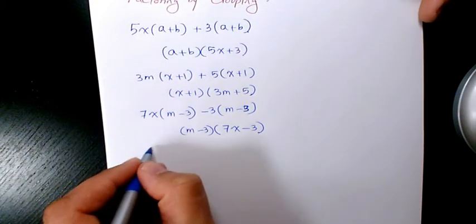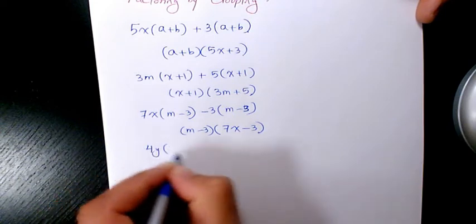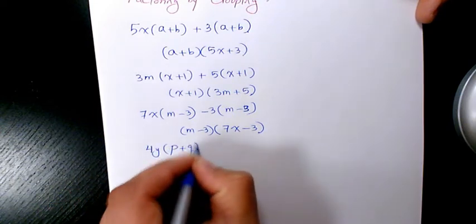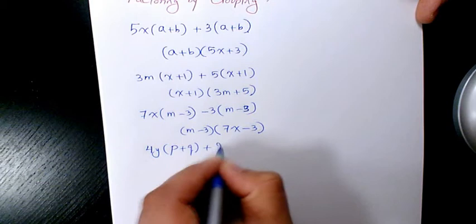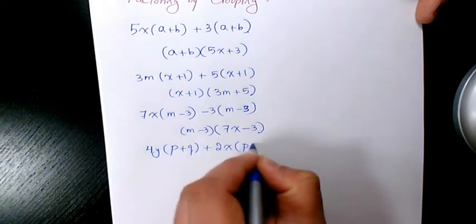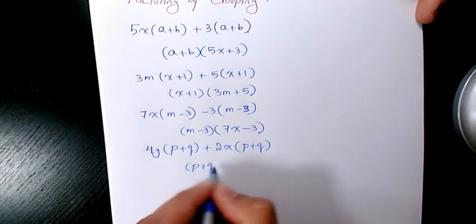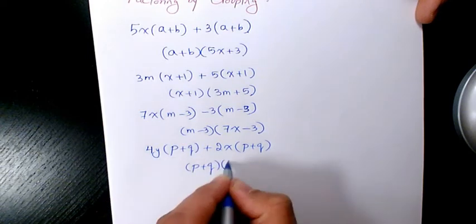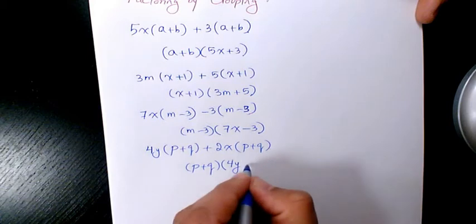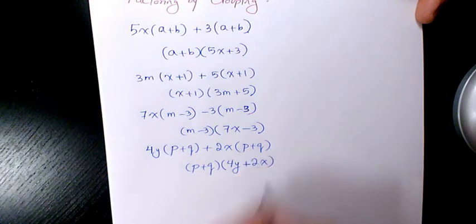Next one is 4y times (p plus q) plus 2x times (p plus q). As you see here, p plus q is the common one, so I can group it, and then here we have 4y plus 2x.